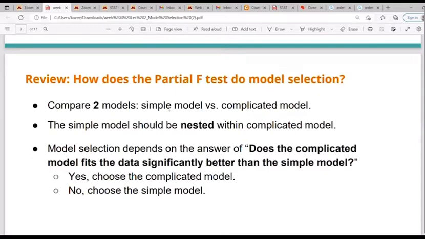The model selection depends on the answer to, does the complicated model fit the data significantly better than the simple model? Okay, so in statistical analysis, we may have different kinds of competing models, and we are looking for the one that will adequately describe our data set. And that's why at times we have to choose between the simple one and a complicated one. Why do we need to choose between the simple one and the complicated one? Why can't we just choose the complicated one?